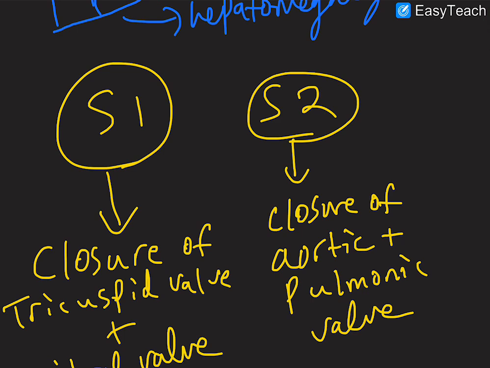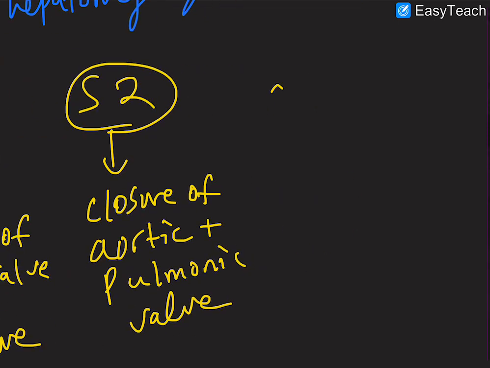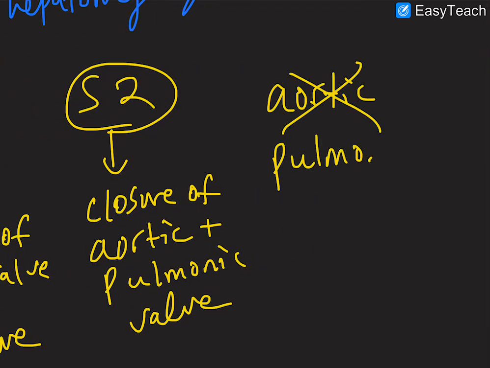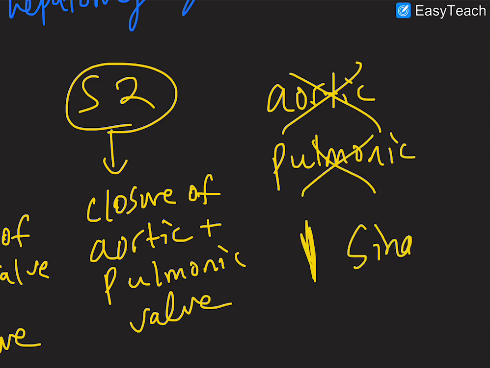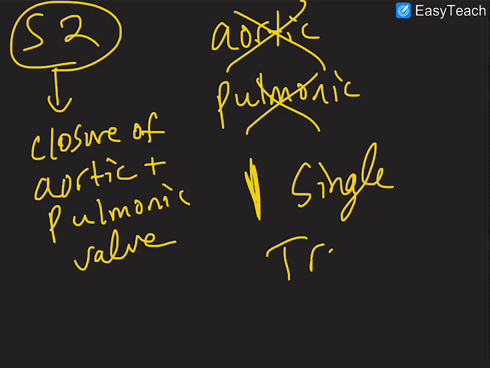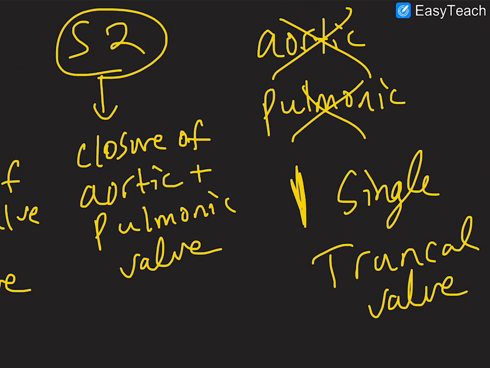Now remember, in truncus arteriosus, we don't have an aortic valve or a pulmonic valve. We have one single semilunar truncal valve. So there is no aortic valve and there is no pulmonic valve. There's one single semilunar truncal valve. Okay, so you're going to hear a loud S2.